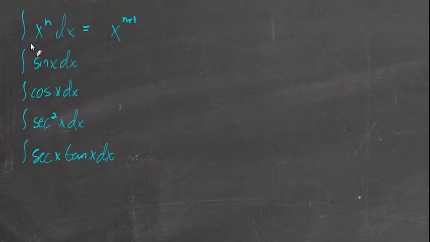Well, the coefficient here is 1, not n plus 1. So we need to fix that. So we put 1 over n plus 1 to cancel out that multiplication of n plus 1. N plus 1 over n plus 1 would be 1. And then we add c.